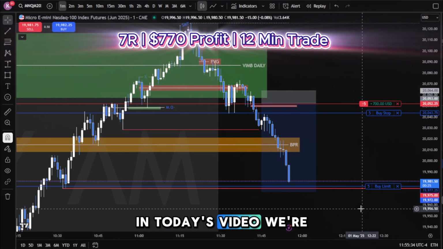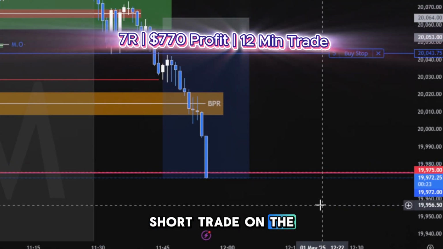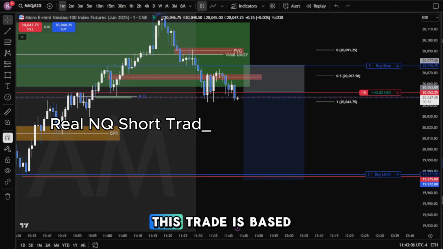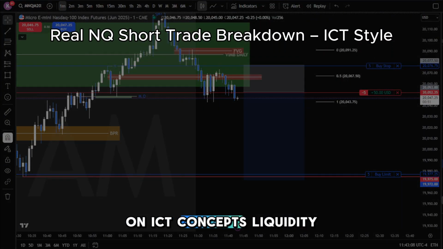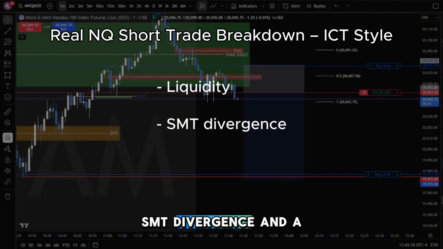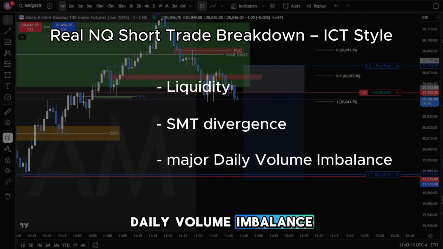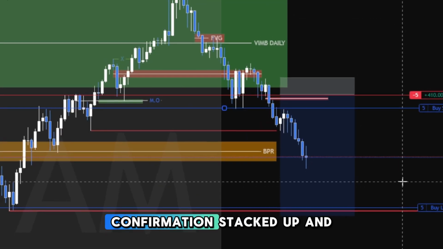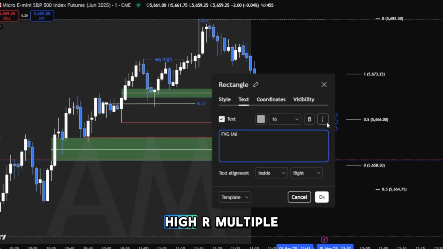In today's video, we're breaking down a real short trade on the NASDAQ during the pre-lunch session. This trade is based on ICT concepts, liquidity, SMT divergence, and a reaction from a major daily volume imbalance. Entry was clean, confirmation stacked up, and the result was a high R multiple.